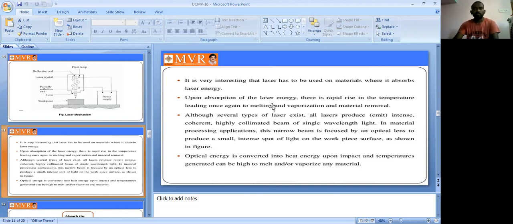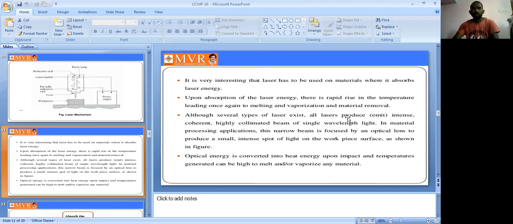Upon absorption of laser energy, there is a rapid rise in the temperature, leading once again to melt and vaporize the material for removal. So see here, absorbing of laser energy, there is a rapid rise. చూడమ్మా ఈ వర్క్ పీస్ అనేది లేజర్ ఎనర్జీని అబ్జర్వ్ చేసుకుంటుంది. బట్ దేర్ ఈస్ ర్యాపిడ్ రైజ్ ఇన్ ది టెంపరేచర్. టెంపరేచర్ ఏమవుతుంది, రైజ్ అవ్వాలి, ఇంక్రీజ్ అవ్వాలి. Rapid rise in the temperature leads once again.